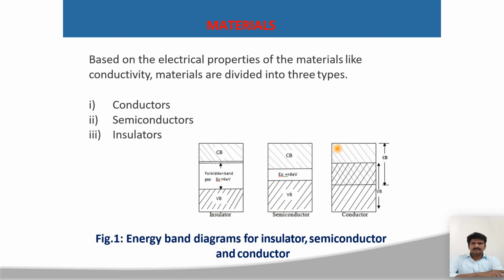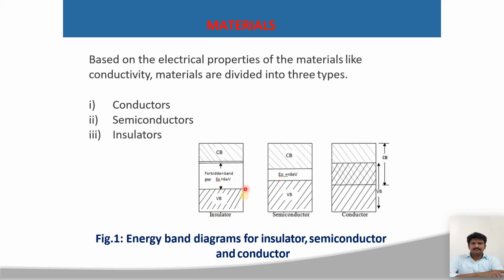and insulators. What is the difference? The difference is the forbidden energy band gap. Here we have the valency band. Every atom of the material has a valency band and a conduction band, and we have the forbidden gap in between the valency band and conduction band. This forbidden band gap defines what type of material you have chosen.